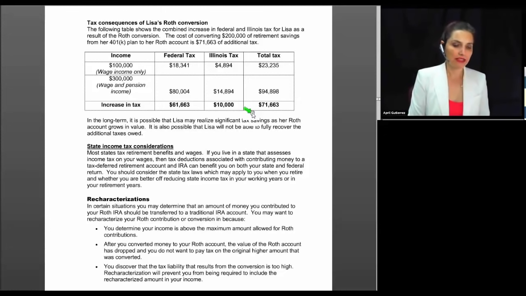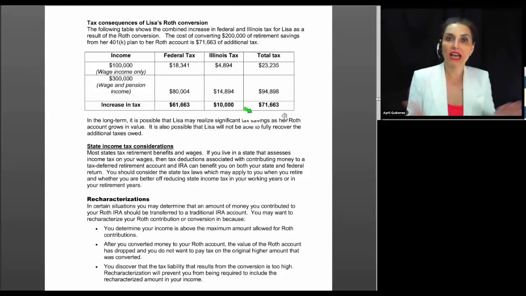Now, it is possible that Lisa could recognize significant tax savings at some future point because she's done this conversion. But the question I have is, what else could she have done with this additional $71,000?